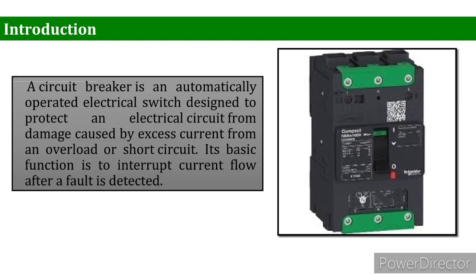So in brief, what is a circuit breaker? We can say a circuit breaker is an automatically operated electrical switch designed to protect an electrical circuit from damage caused by excess current from an overload or short circuit. Its basic function is to interrupt current flow after a fault is detected. So we can say that the circuit breaker is the guard of our whole power system.